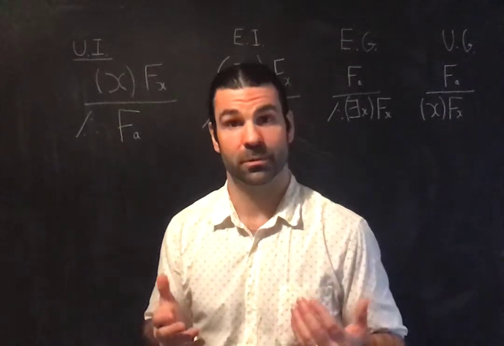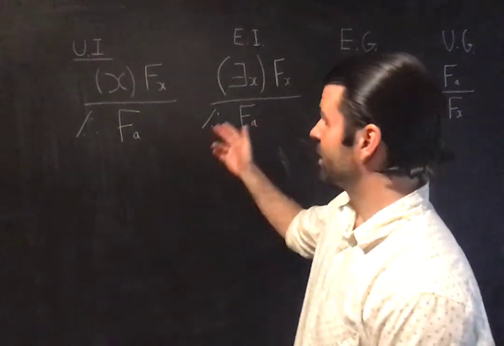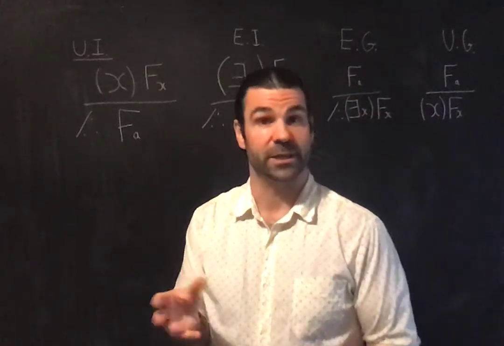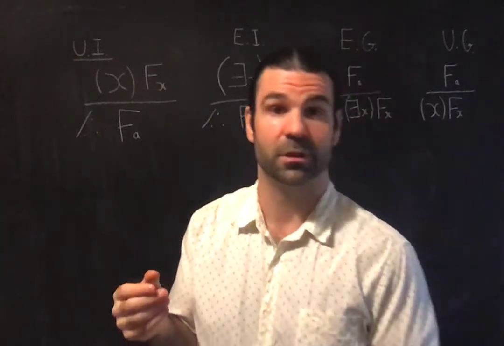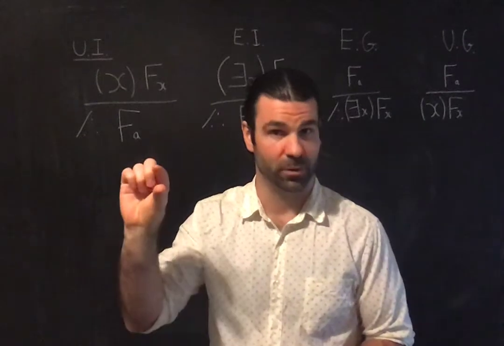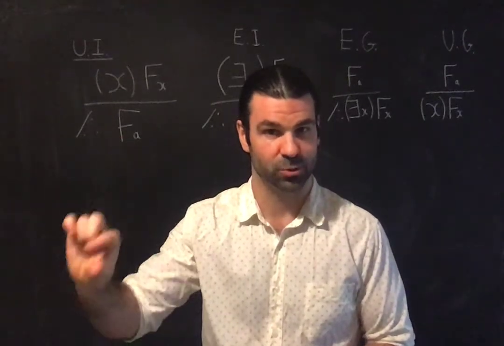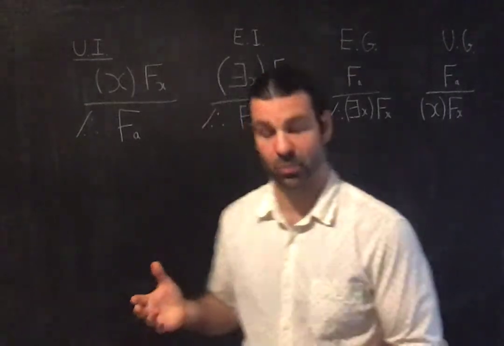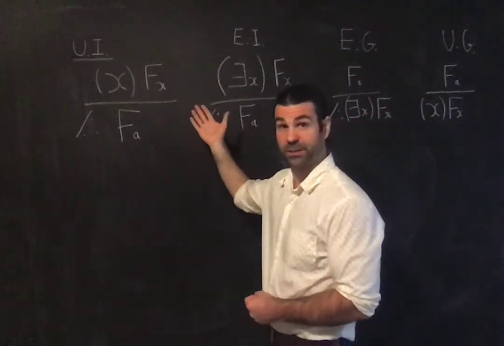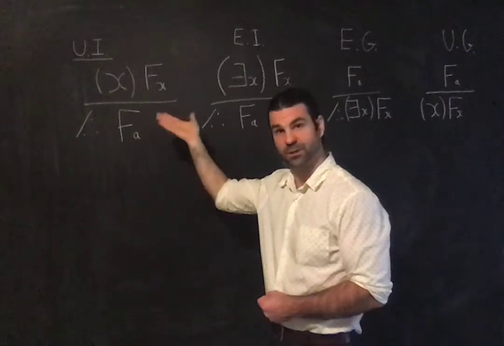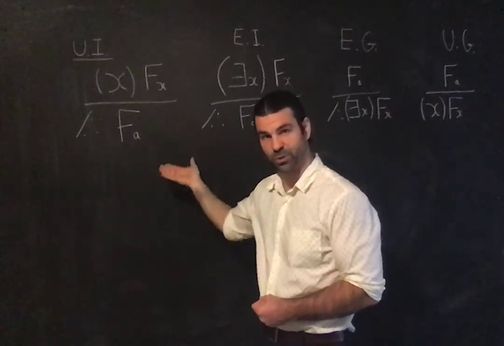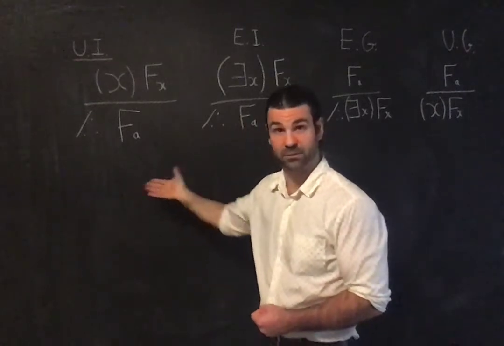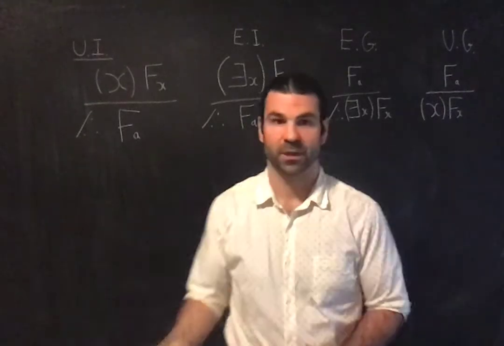Their names are universal instantiation, existential instantiation. These are the instantiation rules. They are the ones that allow you to go from quantifier statements to instances of those statements. They will be the ones that will usually be used at the beginning of proofs. If you're given quantifier statements, you'll be instantiating from those quantifier statements to get formulas that are instances of those statements.